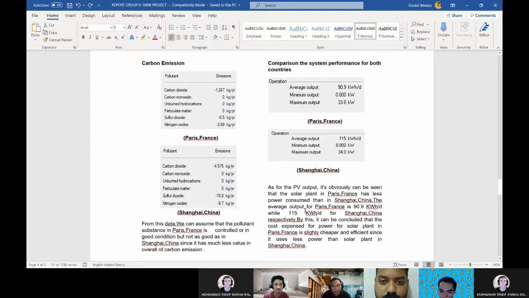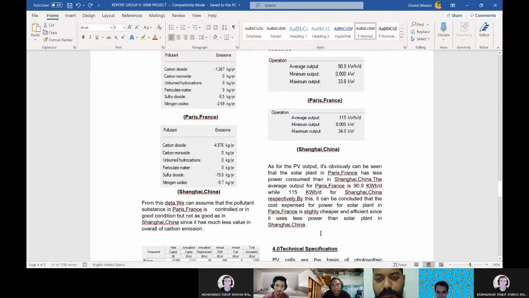As for the PV output, it can obviously be seen that the solar plant in Paris, France has less power consumed than in Shanghai, China. The average output for Paris, France is 90.9 kilowatt hour per day, while it is 115 kilowatt hour per day for Shanghai, China, respectively. By this, it can be concluded that the cost expended for power for the solar plant in Paris, France is slightly cheaper and efficient since it uses less power than the solar plant in Shanghai, China.